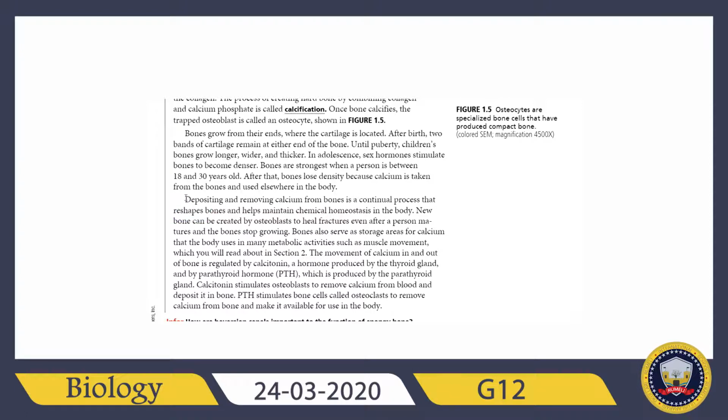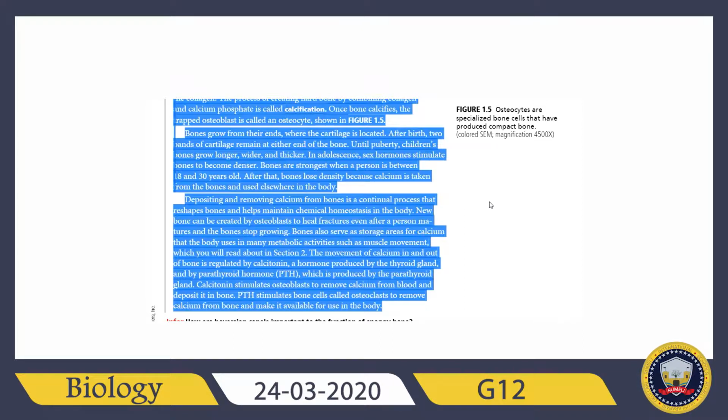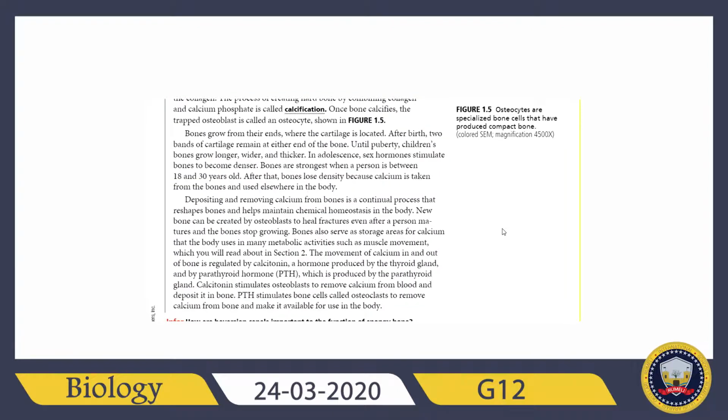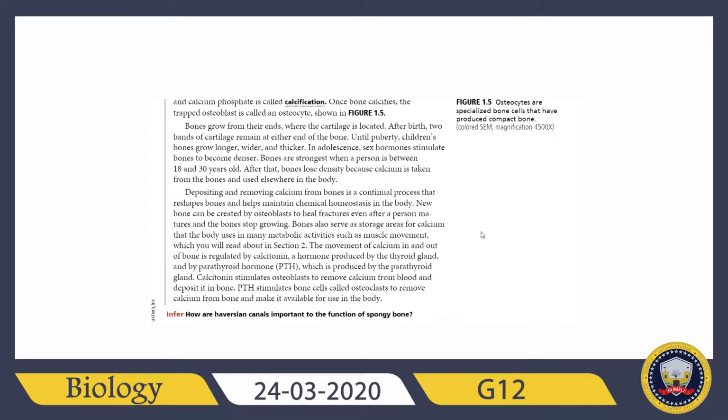Now, depositing and removing calcium from bones is a continual process that reshapes bones and helps maintain chemical homeostasis in the body. We already established many times that homeostasis is maintained by all the processes inside your body. One of these processes is depositing and removing calcium. Now, in the next session, I'll explain PTH, which is a hormone that specializes in regulating calcium, and we will explain it next session. So I hope you enjoyed this class.